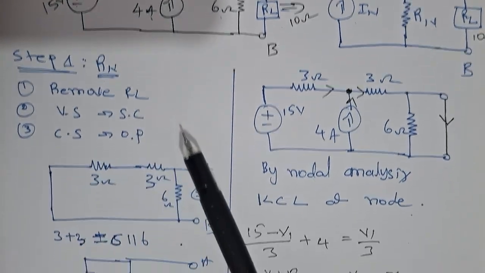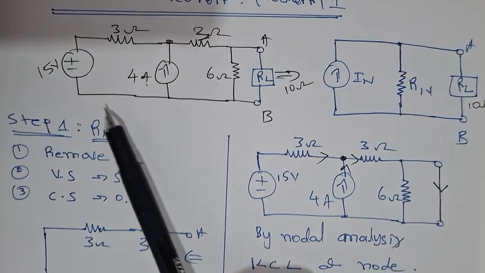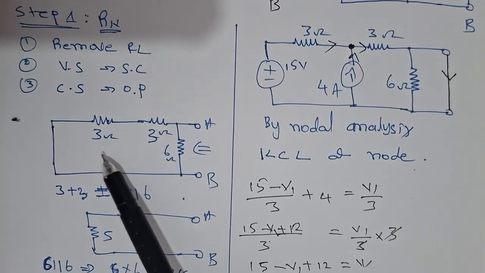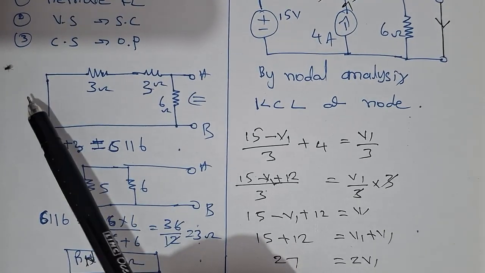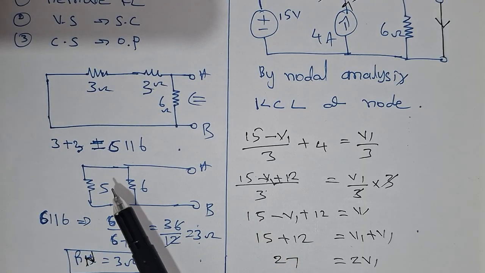First one, remove the load resistance. So I have removed the load resistance here. And then next, a voltage source is there. So the voltage source must be short circuited. So this is the voltage source, we have to short circuit it.